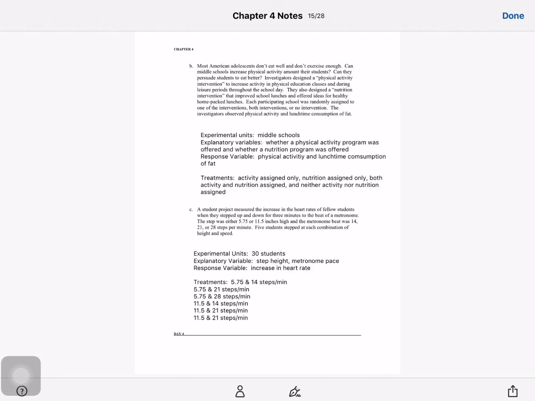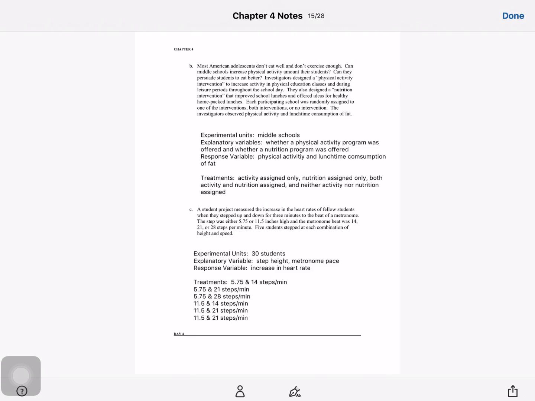And then in the last example, part C, this one is about students and heart rates, using metronomes and steps, and the experimental units are the 30 students. The explanatory variables are the step height and the metronome pace. They're going to step up and step down to the beat of the metronome, and at the end we will measure their response, the rate of increase in their heart rate.